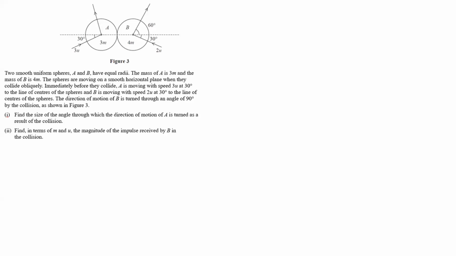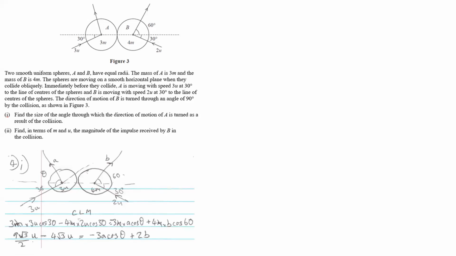For this question, you've got all that information. We're asked to work out the size of the angle through which the direction of motion of A is turned as a result of the collision. So I redrew the diagram and I put in theta there. Now theta is the angle from the horizontal to the path of A as it moves away.